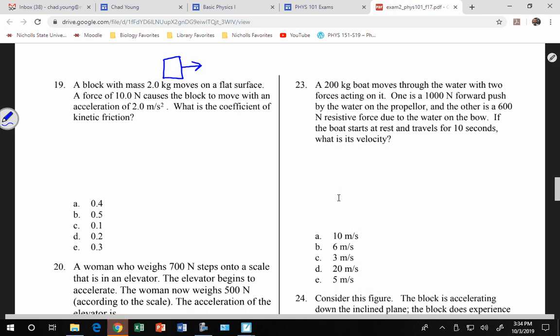I have a force of 10 newtons. I have some resistive force that's causing this 2 kilogram block to move only with an acceleration of 2 meters per second squared. And I want to know what is mu. I want to know what is the coefficient of kinetic friction. I've drawn my free body diagram. I don't need to resolve vectors. I just apply Newton's second law.